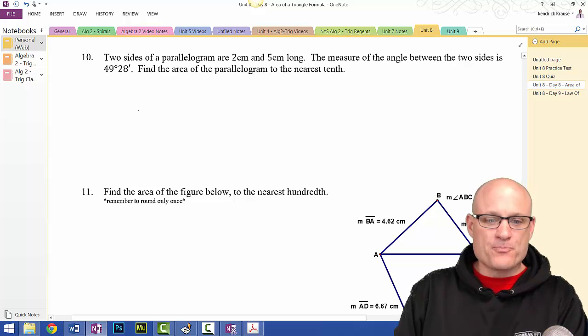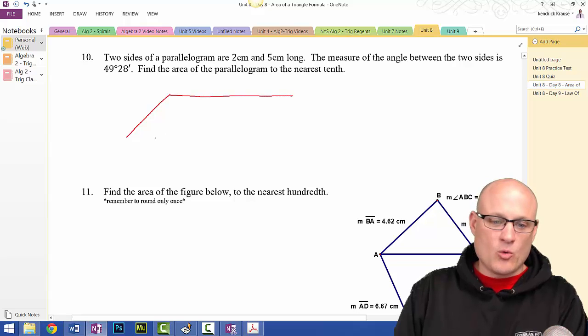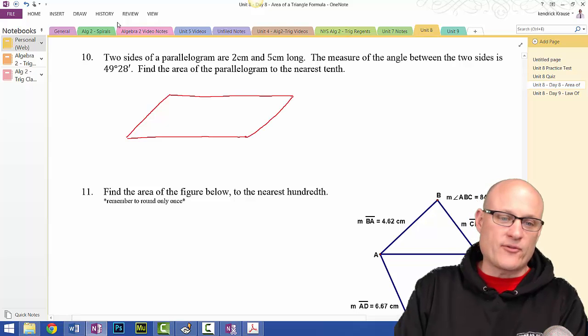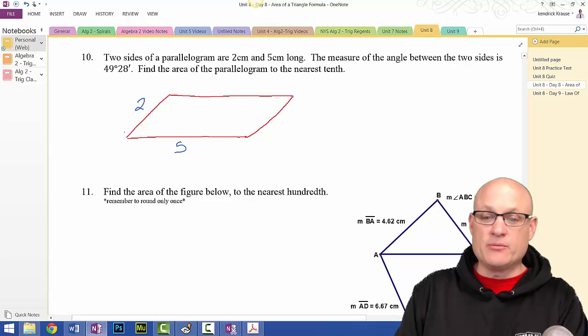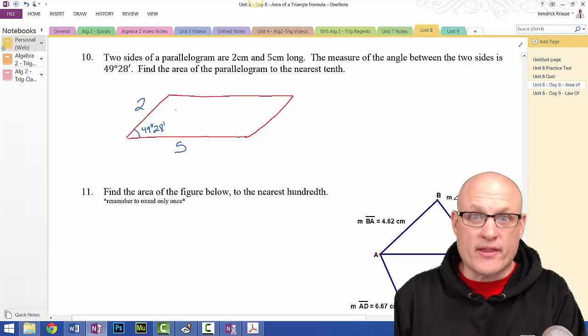All right, here we go. It's a parallelogram. So what? Draw a parallelogram. Once you draw it, you might see something. Stare at it for a couple of seconds. We know this is 2. We know this is 5. It says that the angle in between the two sides is 49 degrees, 28 minutes. Who thought of that stuff?